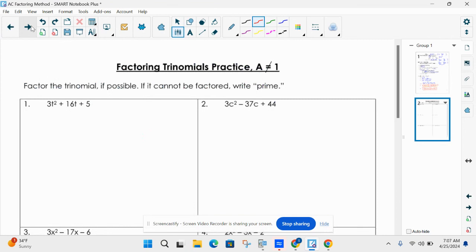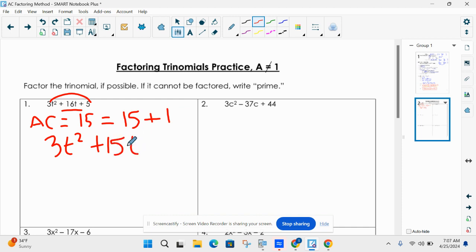Let's do some more examples. So for number 1, AC is our first step. Well, besides finding the signs, but you can always determine that at any point. So 3 times 5 would be 15. Next, we'll find factors of 15 that add to 16, which would be 15 and 1. So we split up the middle term as 15t plus 1t plus 5. By the way, it does not matter the order that you put these two in. You could have put 1t and then 15t first.